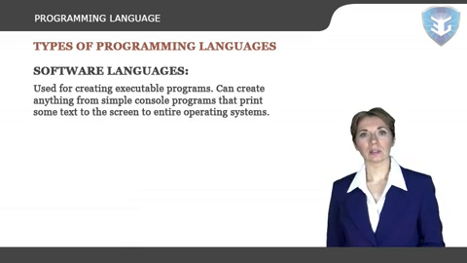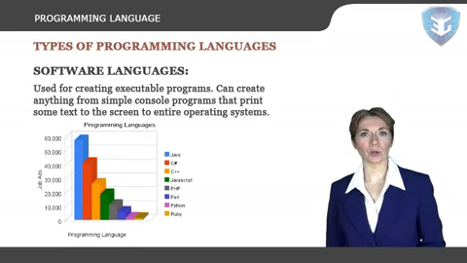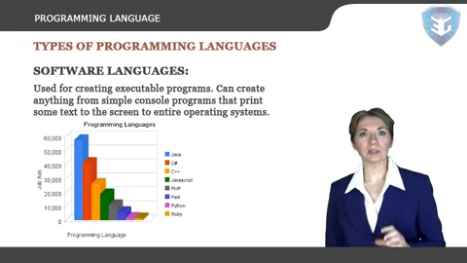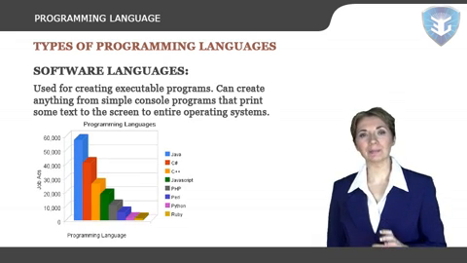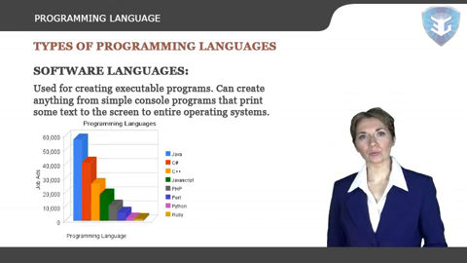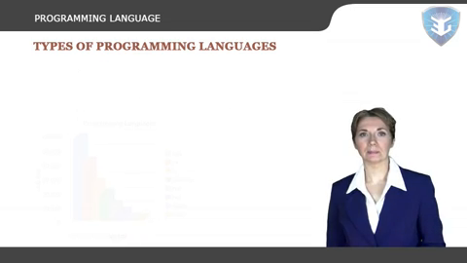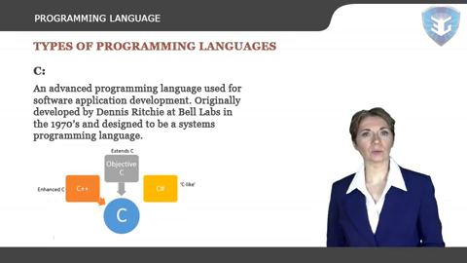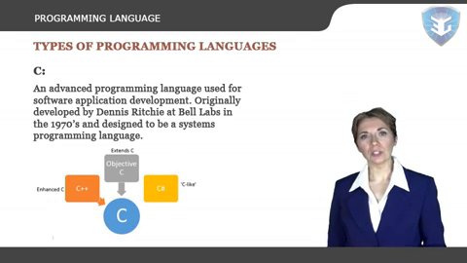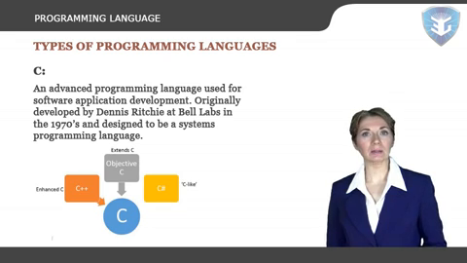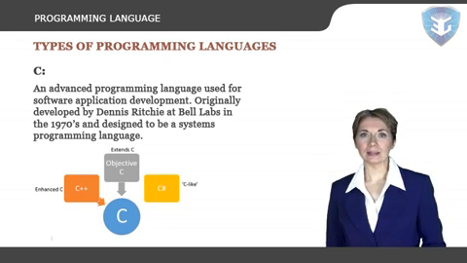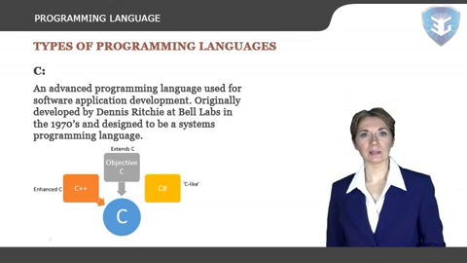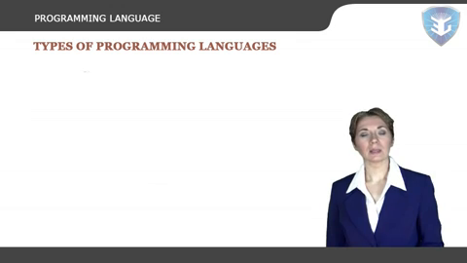Software languages, used for creating executable programs, can create anything from simple console programs that print some text to the screen to entire operating systems. They vary greatly in terms of power and complexity. C is an advanced programming language used for software application development, originally developed by Dennis Ritchie at Bell Labs in the 1970s and designed to be a systems programming language. The Unix operating system is written in C.